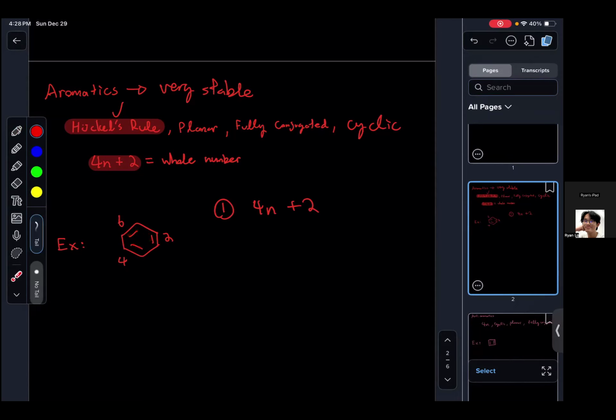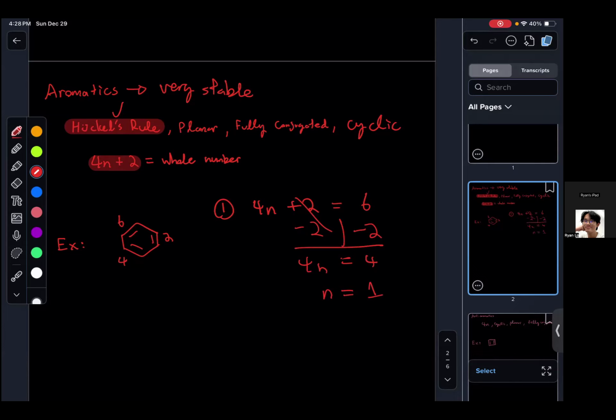That's how I count. I don't count in twos. I just do this for the video. All right, so there's 6. Let's set that equal to 4n plus 2 and subtract 2, so 4 equals 4n. Divide both sides by 4 and you get n equals 1. All right, cool, that's a whole number. So yes, this aromatic molecule follows Huckel's rule.